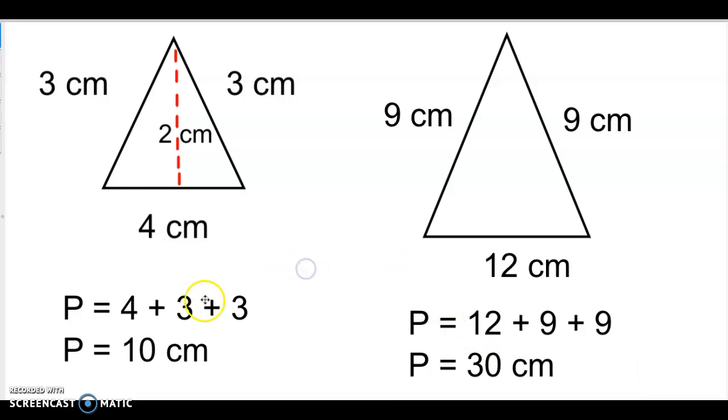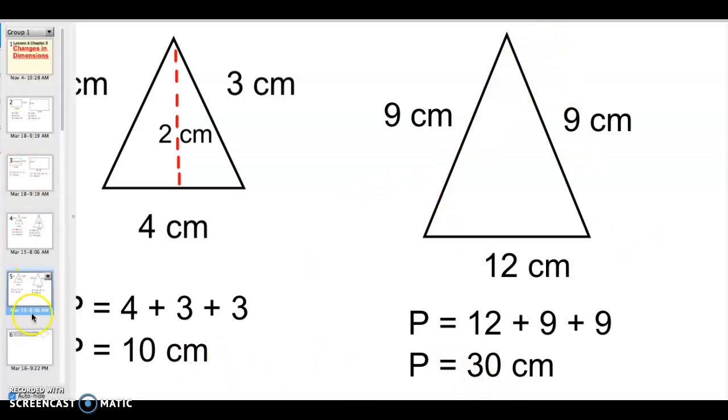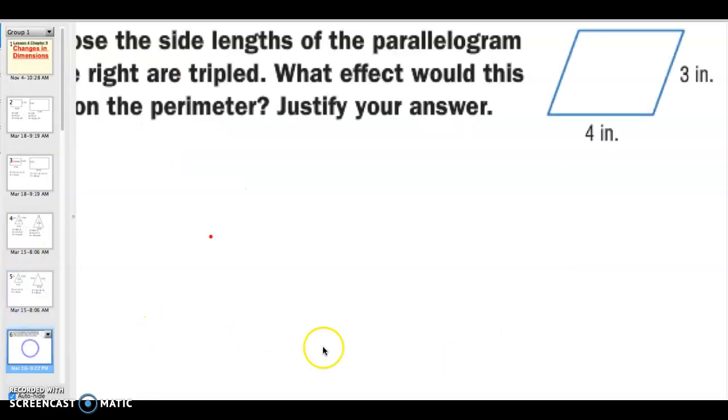So what's interesting is when my dimensions tripled, my perimeter tripled also. The effect it has on the perimeter is the same effect it had on the dimensions. But simply put, you can just find the new dimensions by drawing out a new picture and just compare the two perimeters. Okay, I'm just analyzing that in a little more detail.